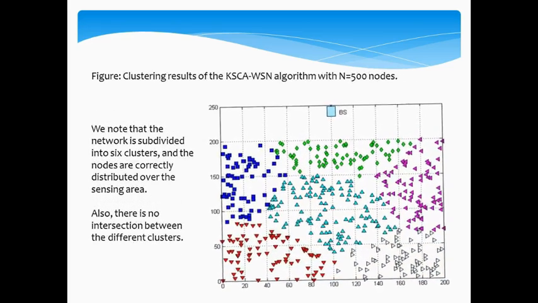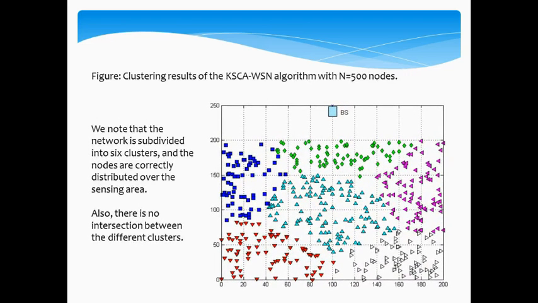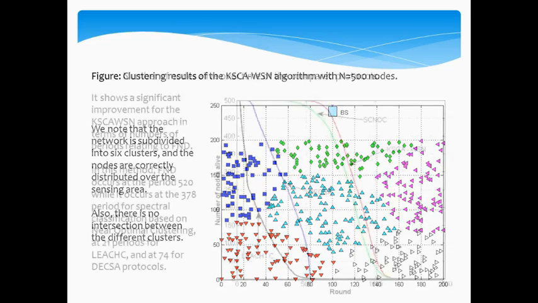Next, we implement a simulation for this particular algorithm, KSCA-WSN. Here we can clearly see that the network is subdivided into 6 clusters and the nodes are correctly distributed over the sensing area. Also, there is no intersection between the different clusters. So this simulation of the implementation of this algorithm clearly describes how the network can be effectively partitioned into clusters, much more than the previous algorithms.